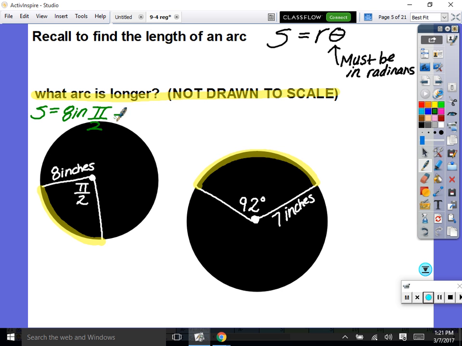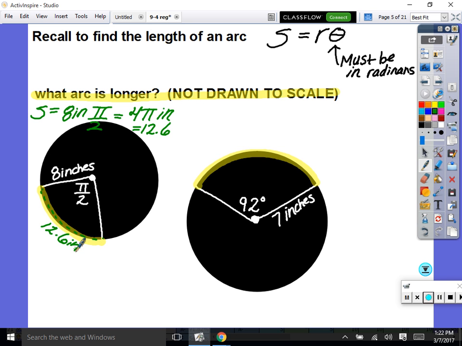We can literally write it as 4 pi inches. 8 divided by 2 is 4. Does everybody see why I got 4 pi? Now, I want to compare, so I want to actually multiply pi in. 4 pi is about 12.6 inches. So this distance from here to here is literally 12.6 inches long.